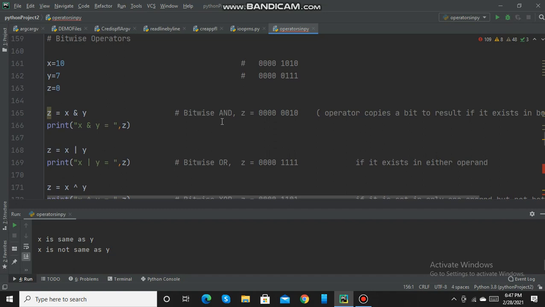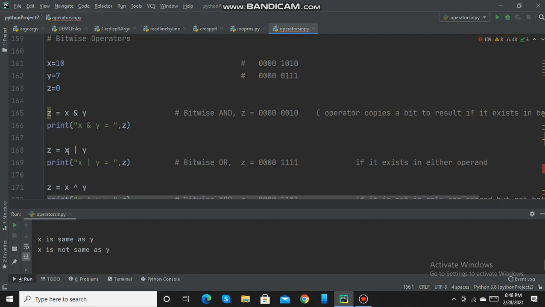So when we are using the bitwise AND operator, it copies a bit to the result if it exists in both the operands. So 1 is present here, but it is not present here, so it will not copy. Here it is present in both the operands, 1 is present here and here, so it will copy that. Here 1 is present in only one operand, it is not present in both the operands, so it will not copy. So the result of x and y is 0, 0, 0, 0, 0, 0, 1, 0. That is 2 raised to 1, that is 2. So the decimal value of this will be 2.